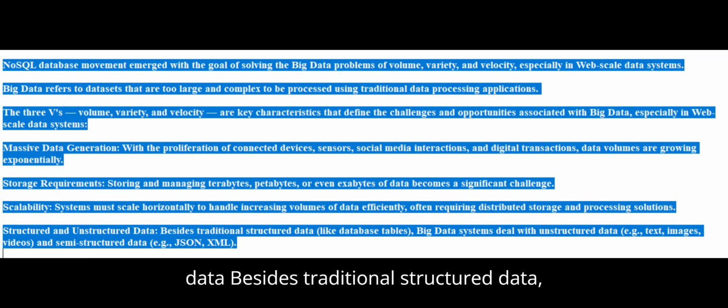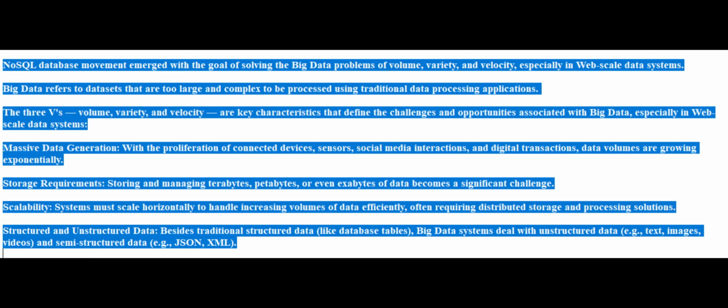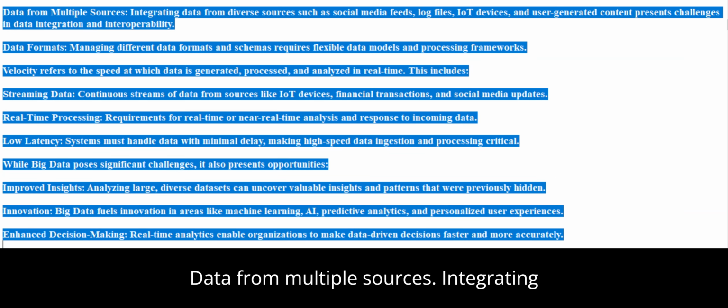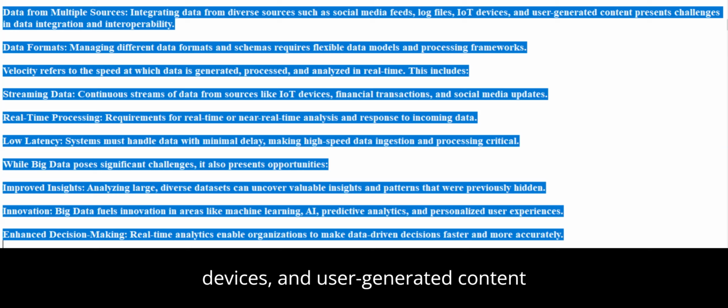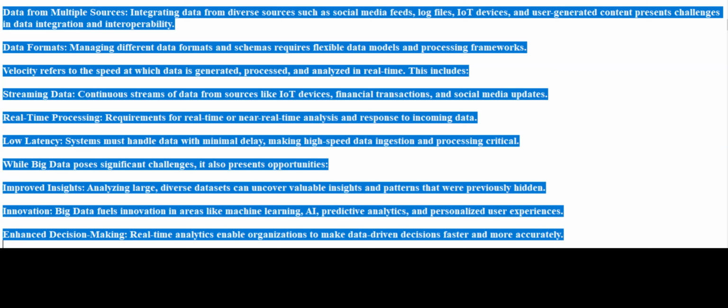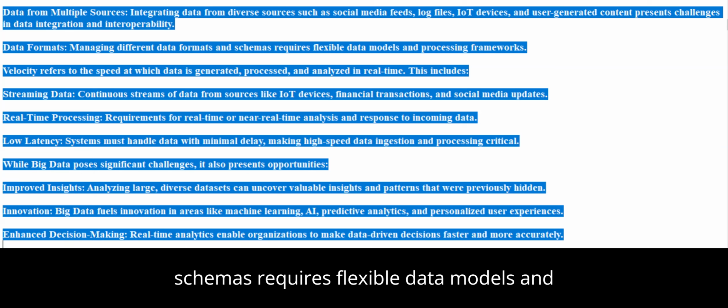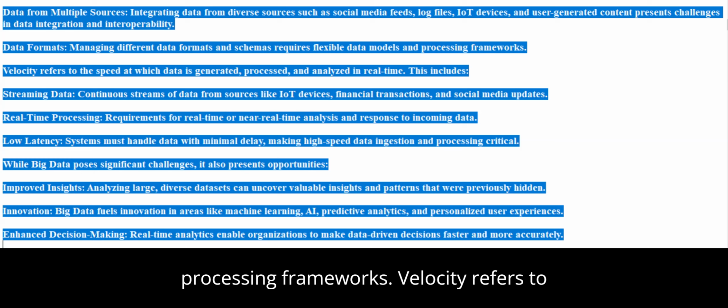Structured and unstructured data. Besides traditional structured data, like database tables, big data systems deal with unstructured data, e.g., text, images, videos, and semi-structured data, e.g., JSON, XML. Data from multiple sources. Integrating data from diverse sources such as social media feeds, log files, IoT devices, and user-generated content presents challenges in data integration and interoperability. Data formats. Managing different data formats and schemas requires flexible data models and processing frameworks.